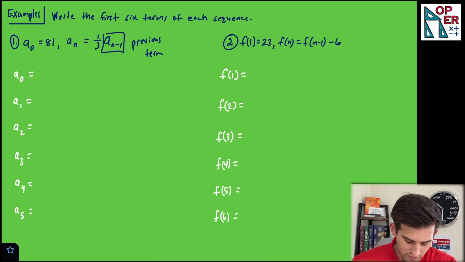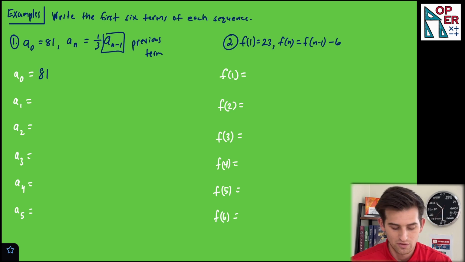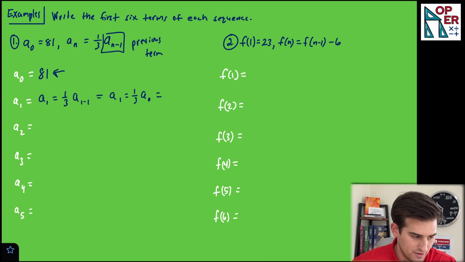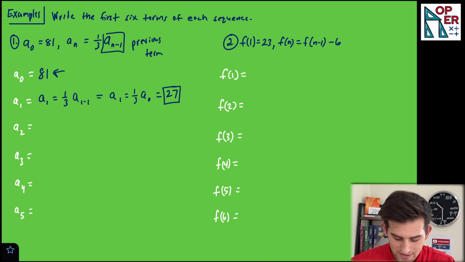So let's go ahead and write the first 6 terms. It gives us our first term here, or technically, I guess we could say the 0th term, or the beginning term of the sequence would be 81. And from here on out, we're just going to take 1/3 of that. For the first example here, I'll fill in 1 for n and show you the work, and then for the last 4, we can do it a little bit quicker. For a sub 1, we would say a sub 1 is equal to 1/3 times a sub 1 minus 1. Well, that's going to be 1/3 times a sub 0. We know a sub 0 is 81, and 1/3 times 81 is going to give us 27. So the first term would be 27.